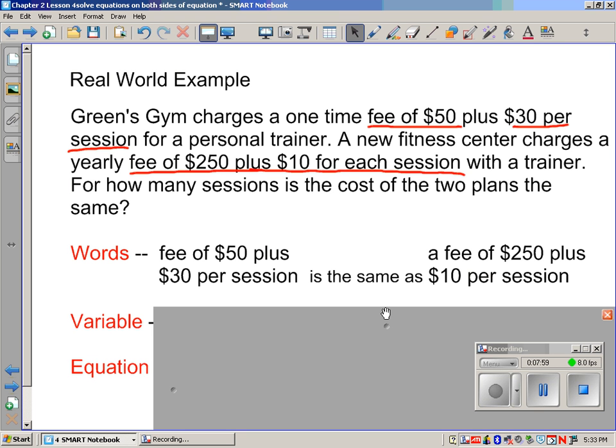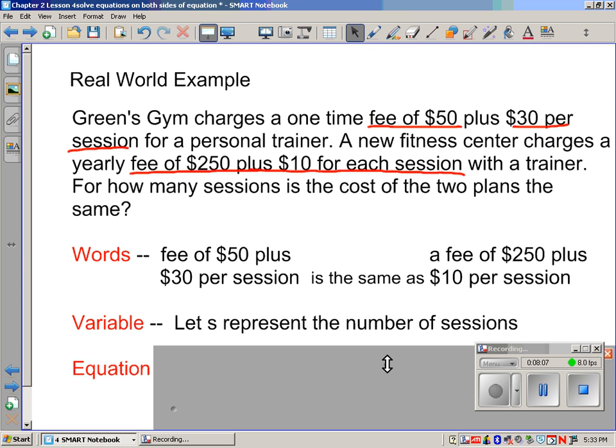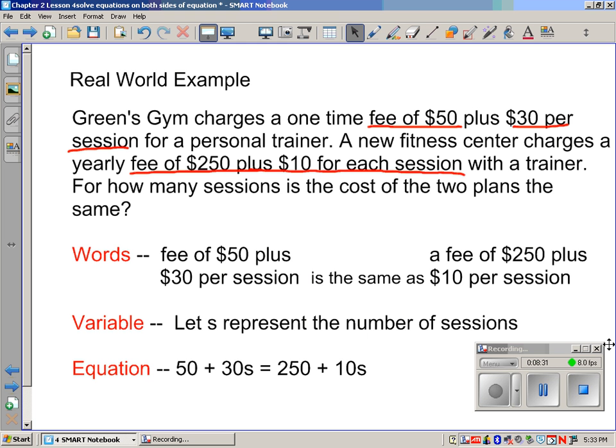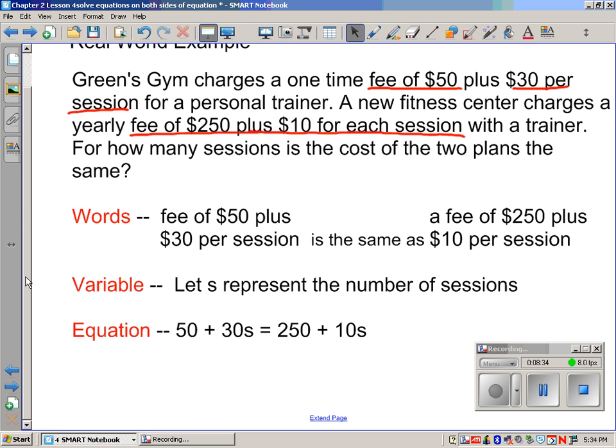Okay, our variable for this is we're looking for the number of sessions. So we're going to let S represent the number of sessions it's going to cost us to make each plan the same. Now we're going to write this down in an equation so we can solve it. Okay, please pause the video and write down an equation how you think you can set this up to solve for the variable S. Once you're done, please press play on the video to double check your answer. Okay, our equation for this will be 50 plus 30s equals 250 plus 10s.